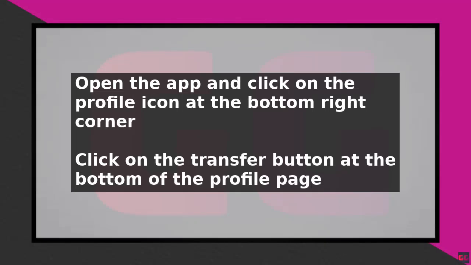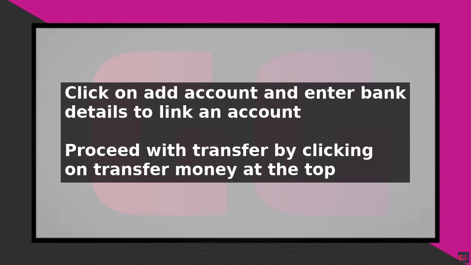To initiate a wire transfer to a brokerage account, start by opening the app and clicking on the profile icon at the bottom right corner. This will take you to your profile, where you'll find a Transfer button at the very bottom. Click on this button, and you'll see your linked account displayed.